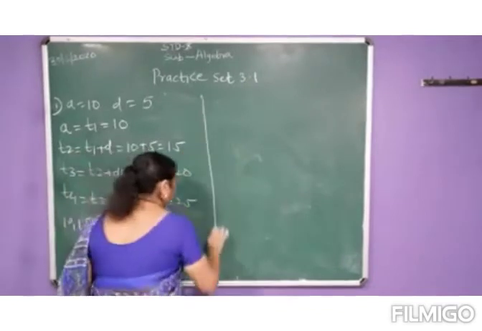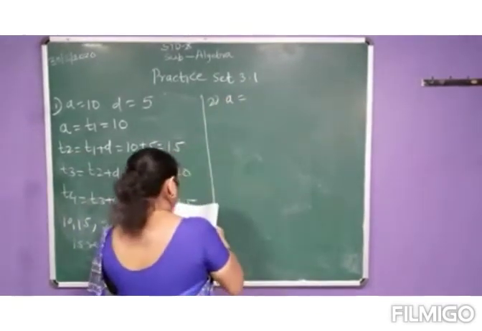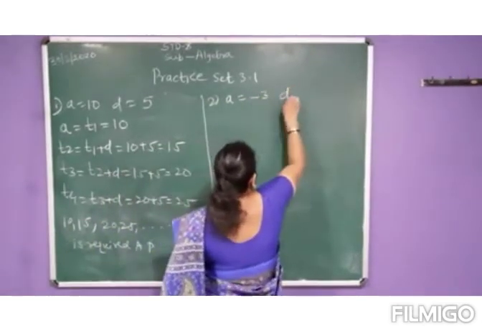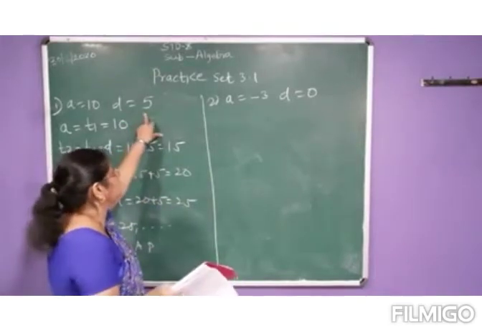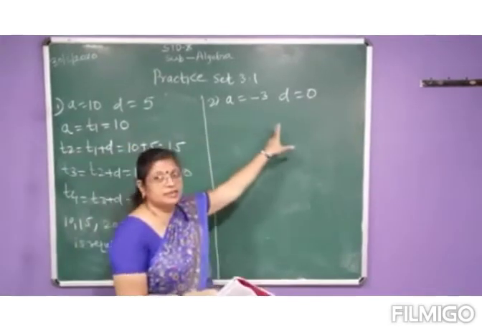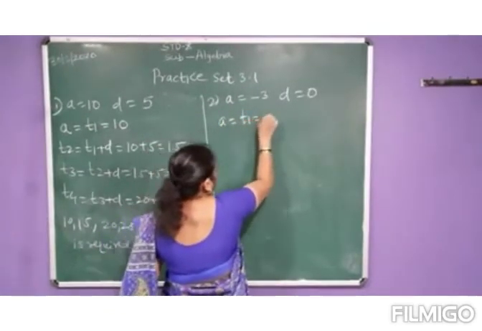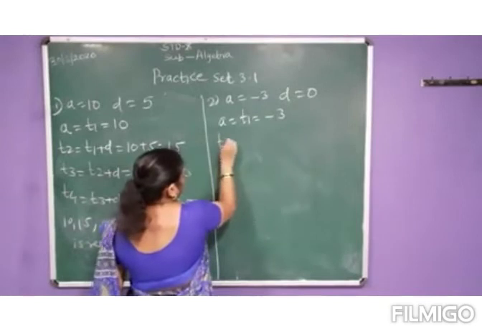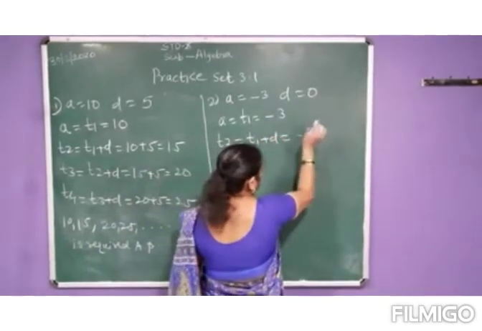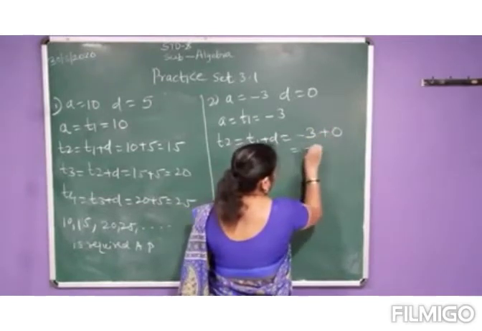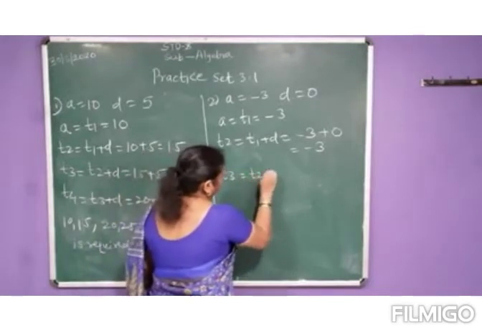Now we will go for the second one. A is equal to -3, D is equal to 0. Now here also you can observe where the D value is given. See here it is positive. Here D is 0. Now here A is equal to T1 is equal to -3. Now T2, T1 plus D. T1 is here -3, D is 0. So -3. Then T3, T2 plus D.